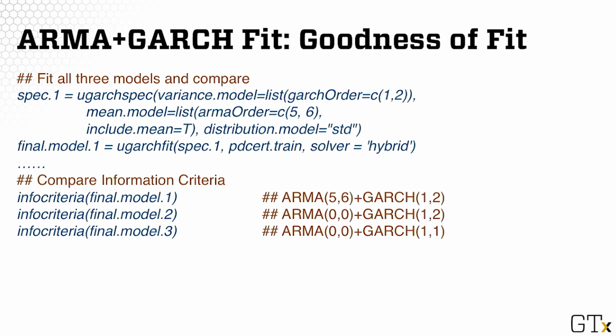Let's now compare the three models. The three models are as follows. The first is the joint model, where the ARMA orders are 5 and 6 and the GARCH orders are 1 and 2. The second model is when the ARMA orders are 0 and 0 and the GARCH orders are 1 and 2. The third model is where the ARMA orders are 0 and 0 and the GARCH orders are 1 and 1. We'll compare with respect to the AIC, BIC, and other information criteria.